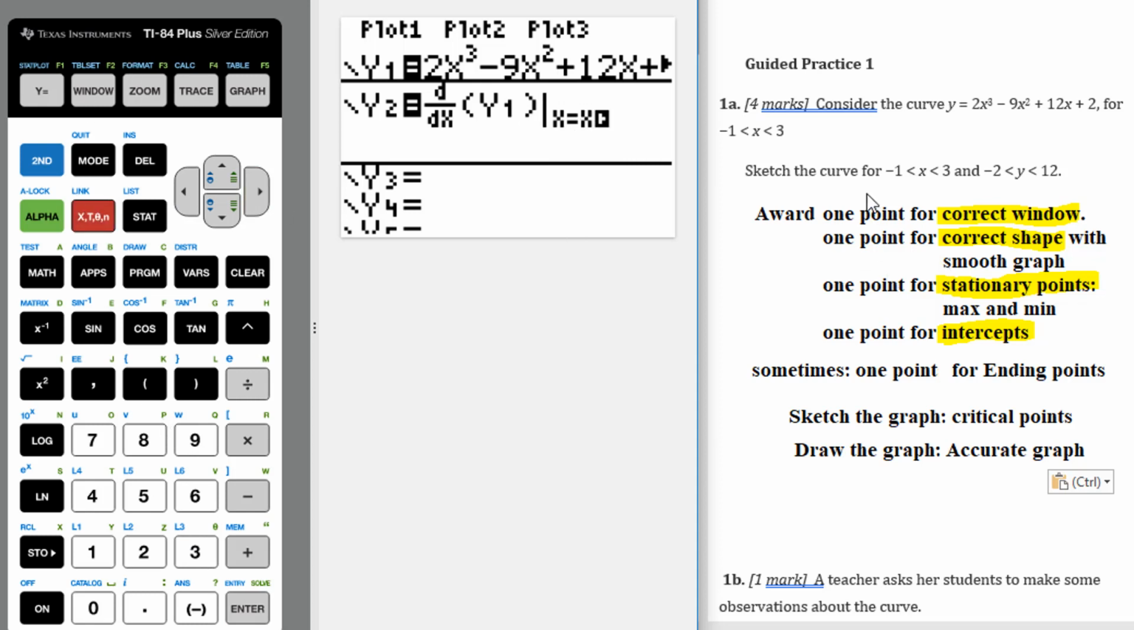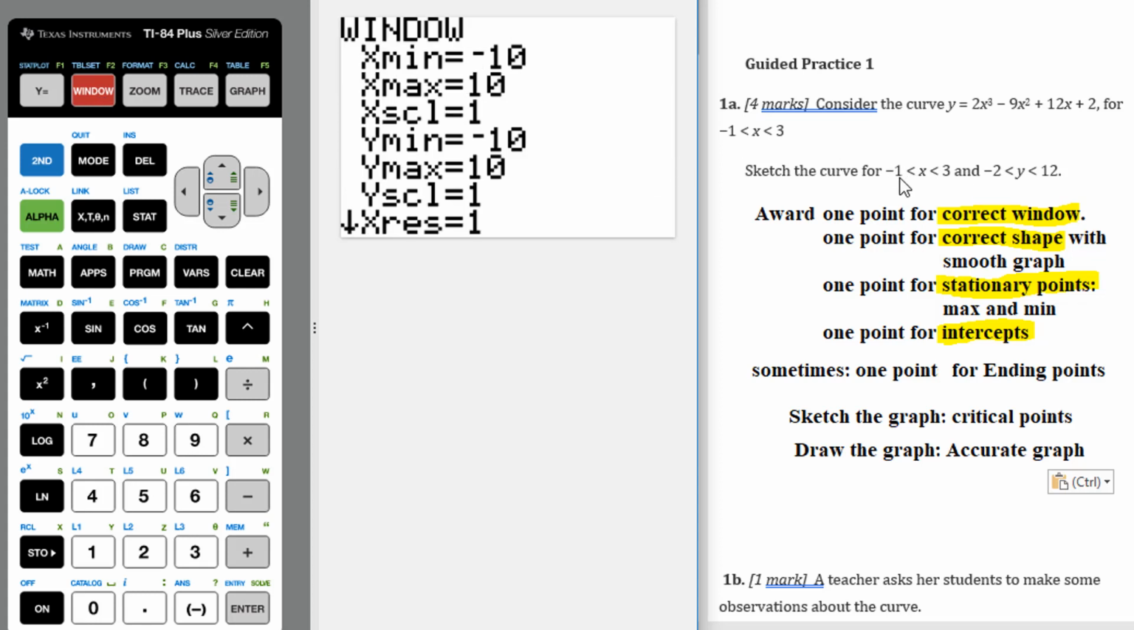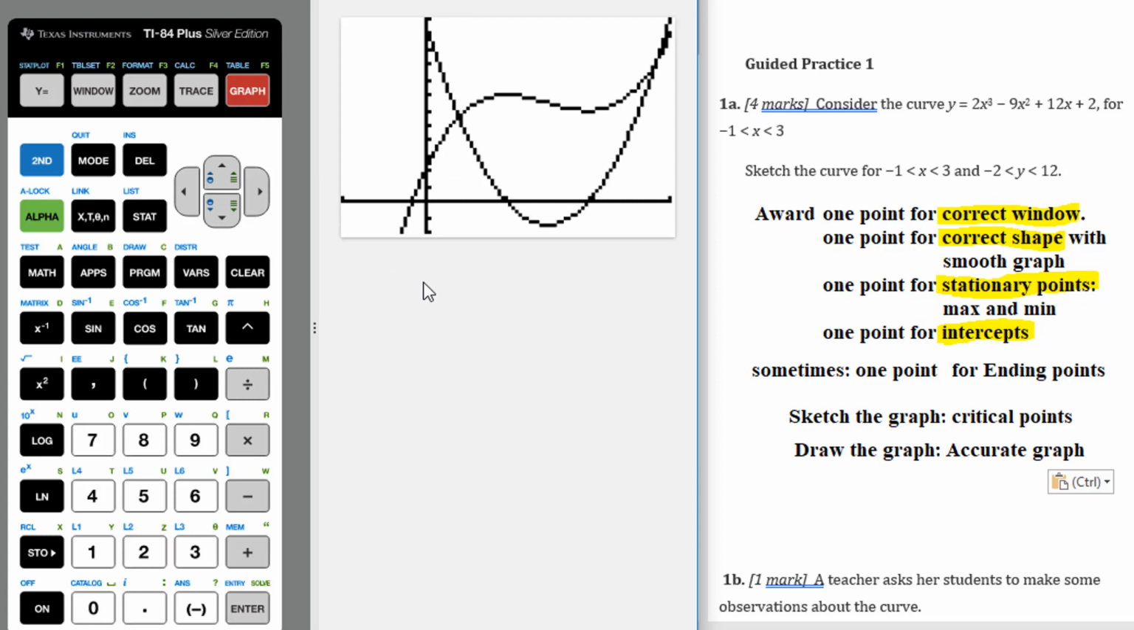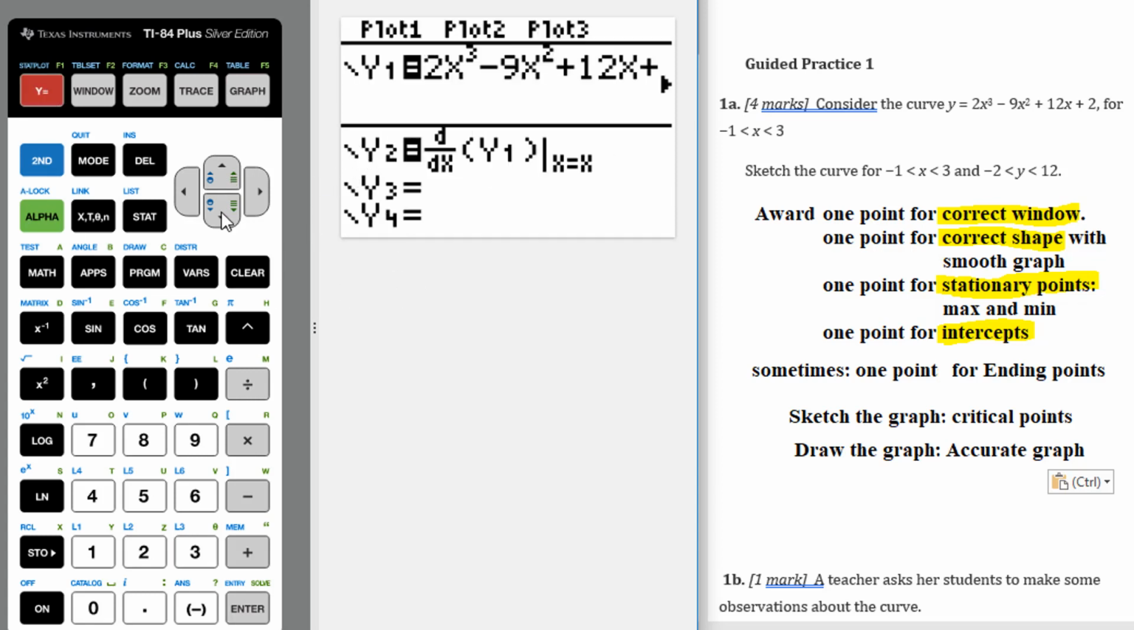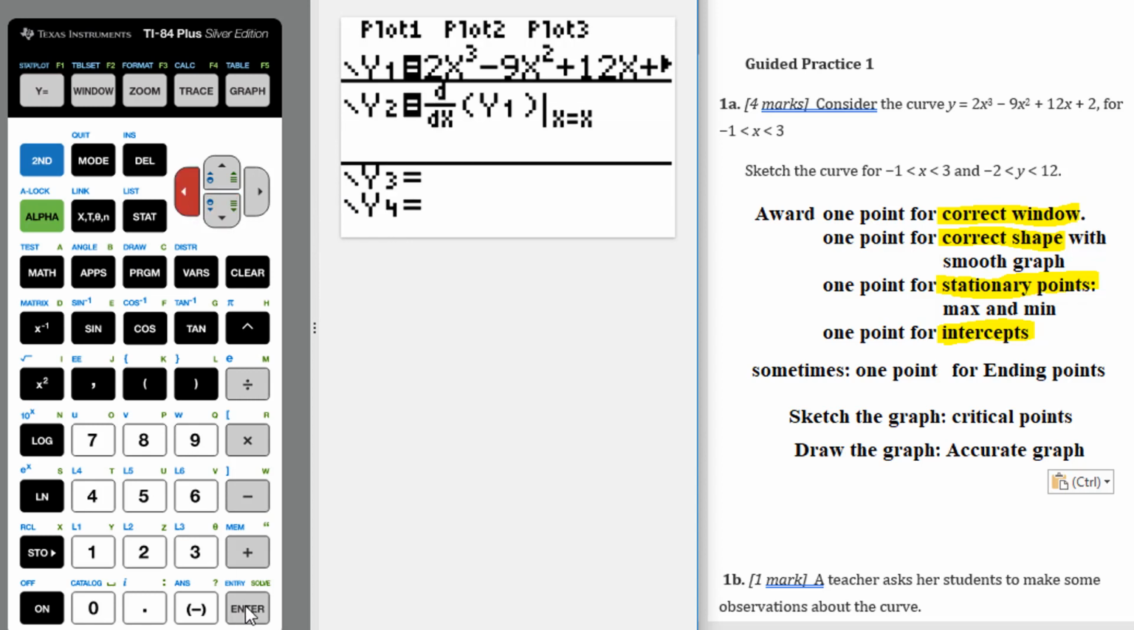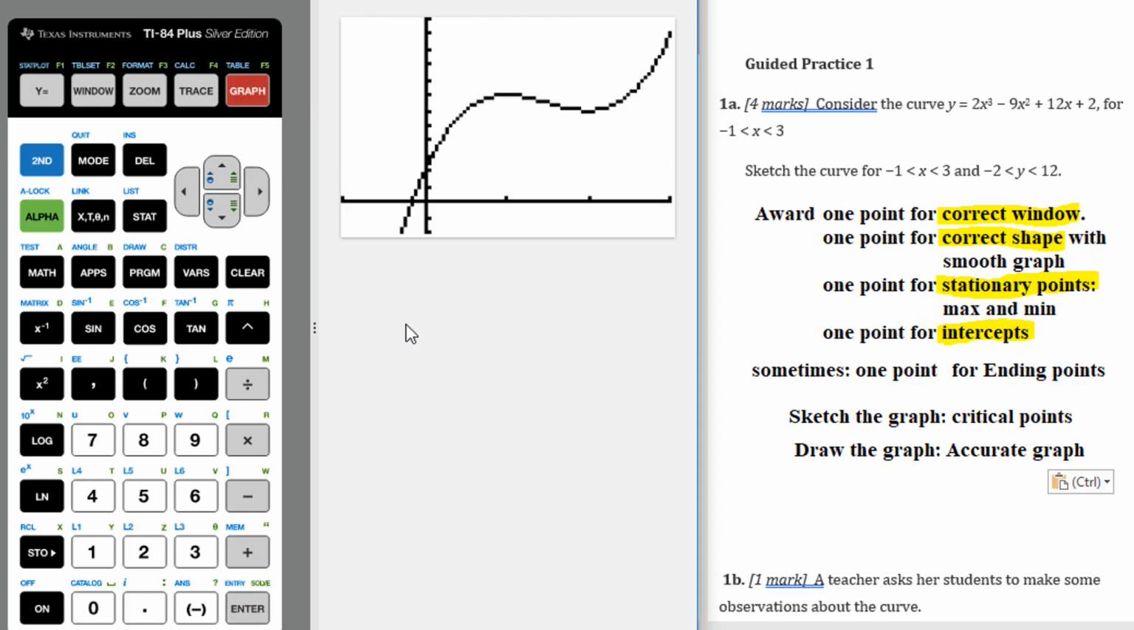Here's x. Then you go to window. For the window, according to this given domain and range, I will change x from -1 to 3. Then scale don't change. For the y, we do -2 to 12. And the scale, we don't change. Then we go to graph. First of all, go back to y and don't highlight y2. I only want y1. So again, you get this. This is the window. So when you sketch the graph, you have to set up this window.